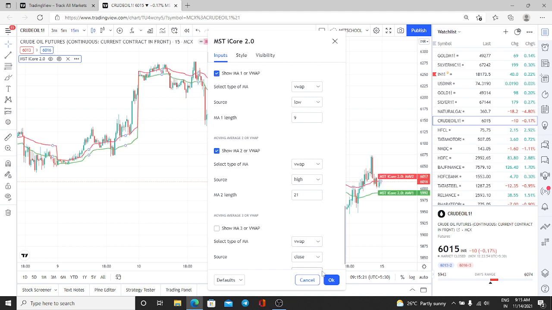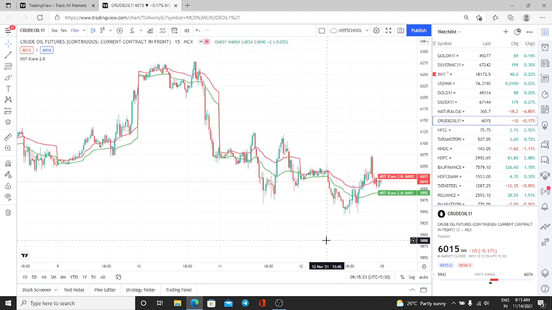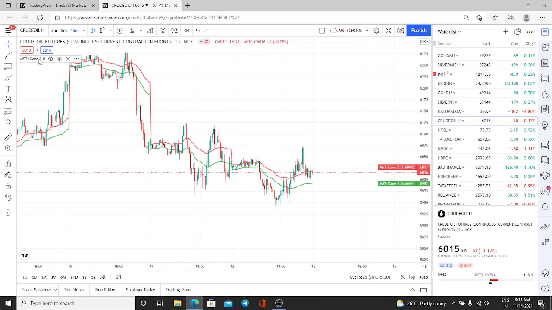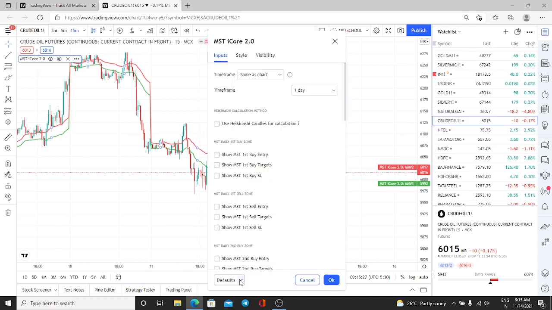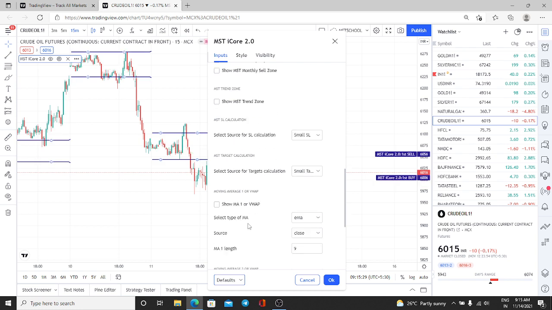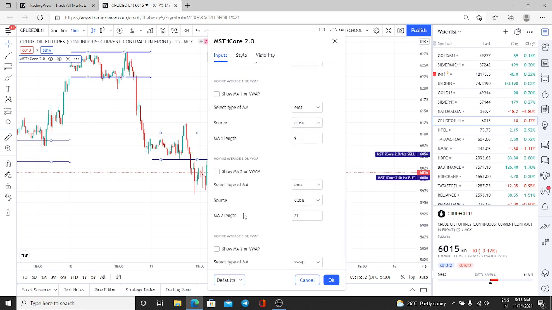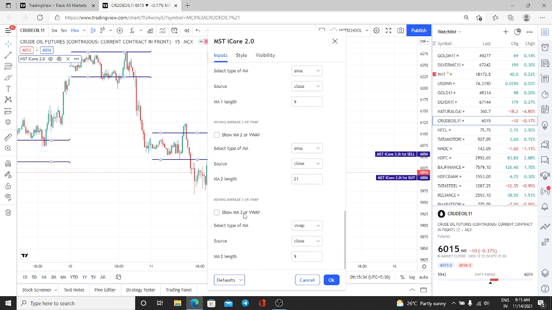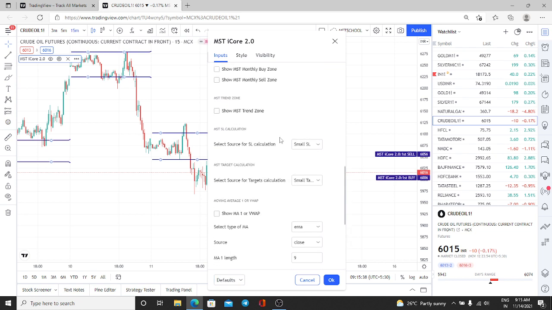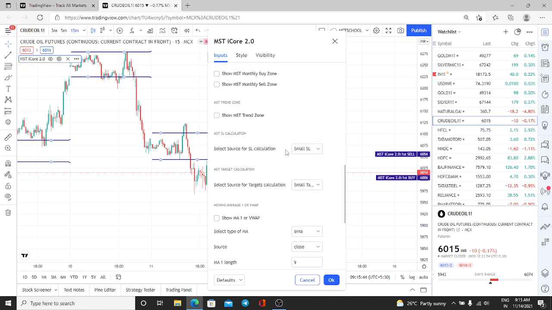To form the zone, okay, that is also possible. So then finally, that's all we have. We have given three more different moving averages along with the VWAP with customizable calculation. Then SL also you can compute, you can increase or decrease, and targets also you can increase or decrease.